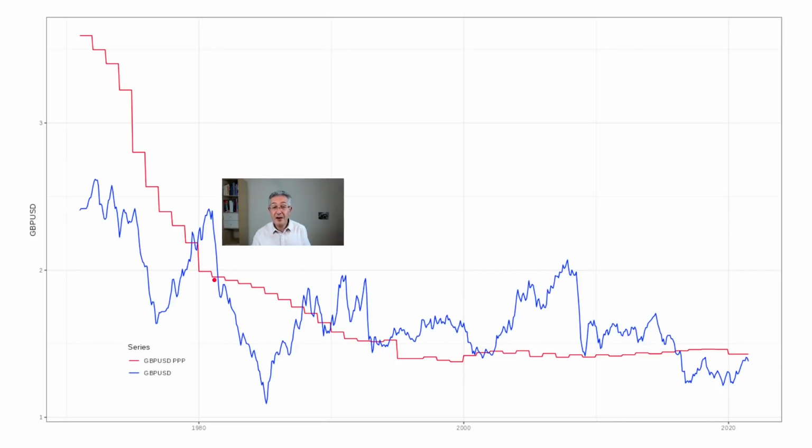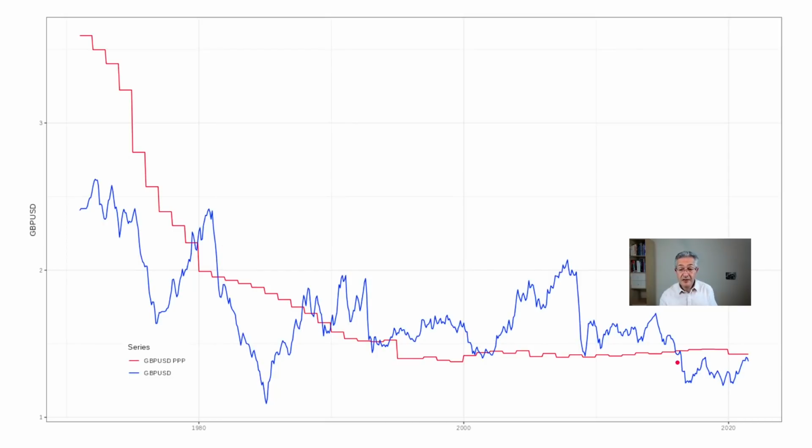But notice that there are huge deviations away from PPP for long periods of time. For example, in the mid-80s, you can see that sterling versus the dollar almost approached parity, $1 per pound. And that's despite the fact that PPP was showing that sterling was hugely undervalued at the time. You can also see this sell-off in sterling versus the dollar during the period just after the Brexit referendum. Since then, sterling has strengthened and it's now much closer to PPP.